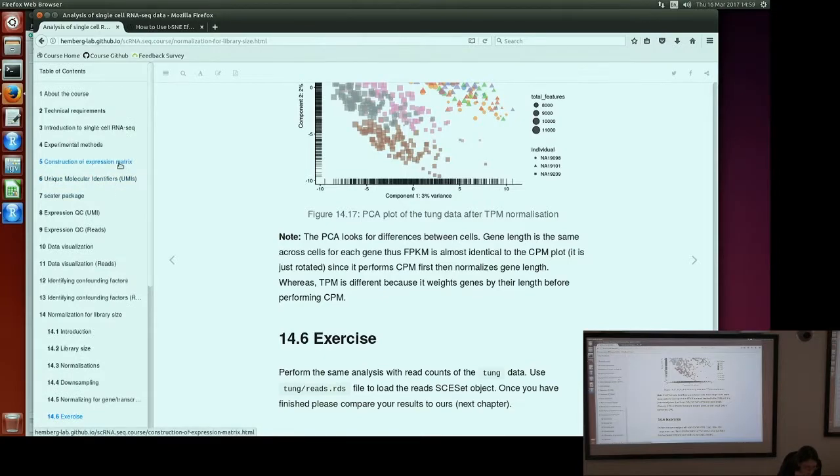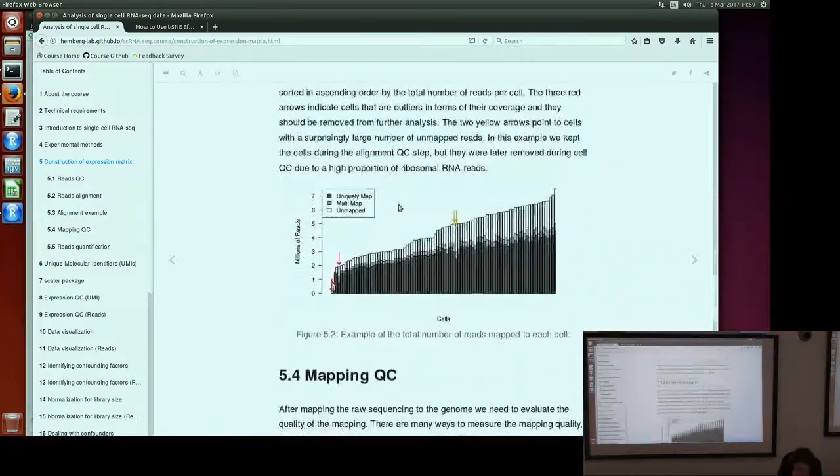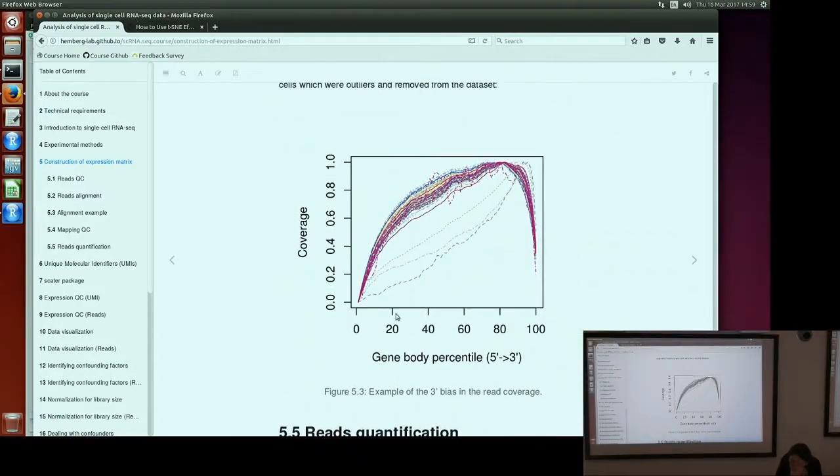Where was that? This one? Yeah, so here, this was supposed to be full length sequencing, but you can see that it's really not. So in this case, we tried normalizing for gene length, and actually we ended up over-normalizing, and the very long genes had really, really low expression.